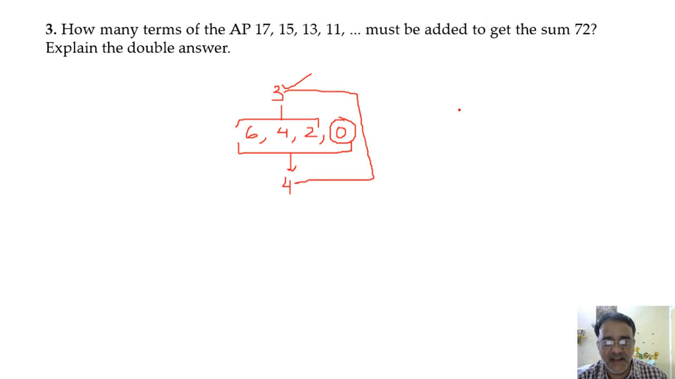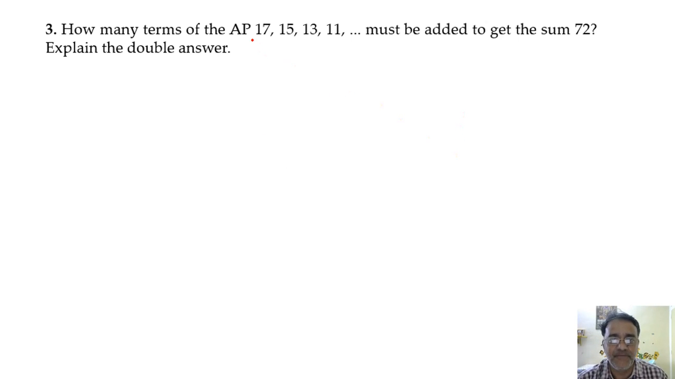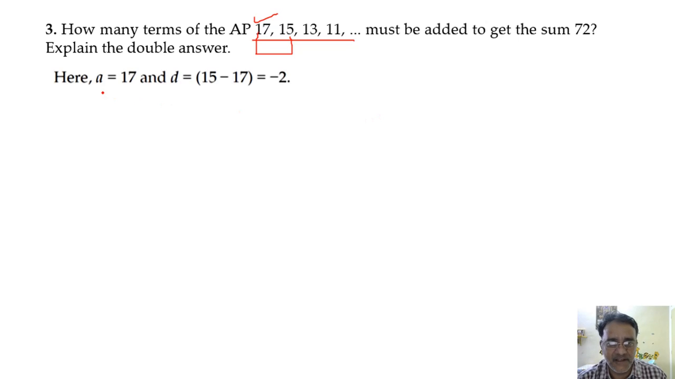Okay, let us see for this question what we are going to get. So 17, 15, 13, 11, and so on. Here, what is the first term? 17. What is the common difference? Minus 2, because in decreasing order it will be minus 2. Right. A is 17 and D is minus 2.